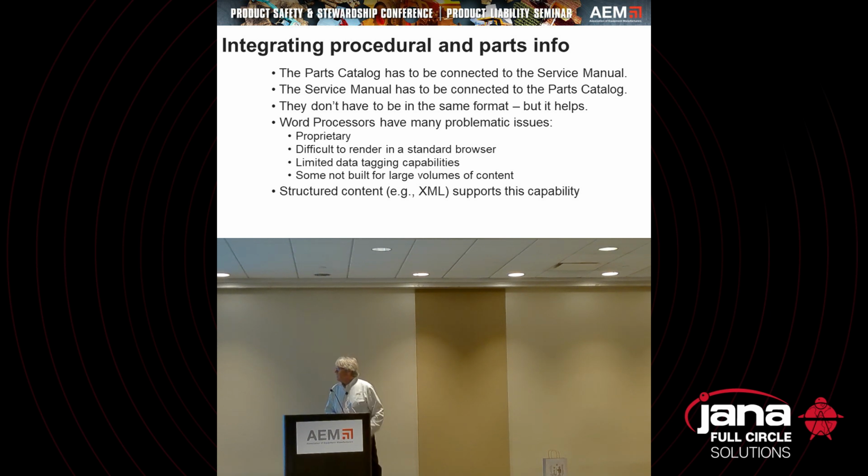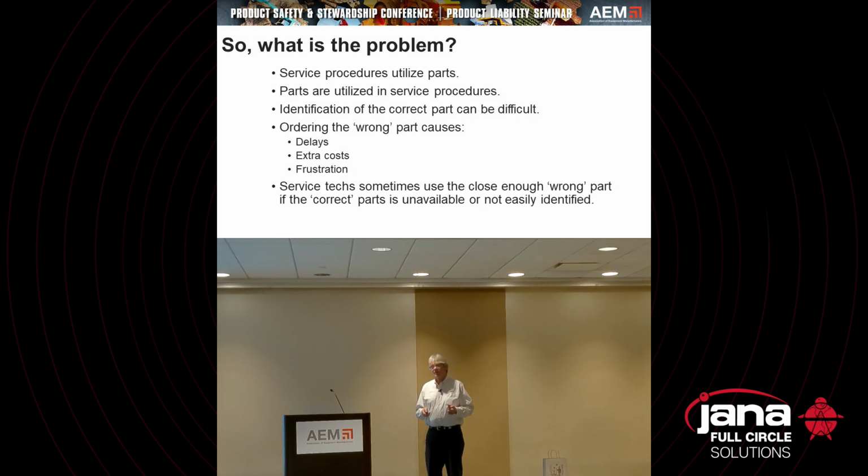Whereas with integration, the parts information is connected to the service manual, and the service manual is connected to the parts manual. Why? To make it easier to find and access that information. They don't have to be in the same format, but it sure helps. Things like InDesign, FrameMaker, and Word are really problematic because, A, they're proprietary, and they're difficult to present in a browser. And you've probably already figured out, PDF is good paper. They're good things, but I don't know if they're necessarily the best CX.